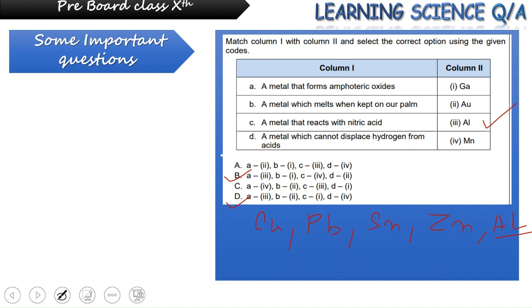A metal which melts when it is kept on our palm. We have gallium, gold, and manganese available. Out of these, gallium is the right answer. It has a very low melting point, just above the room temperature. Room temperature is around 27, 28. So on the centigrade scale, we have its melting point around 29.7.